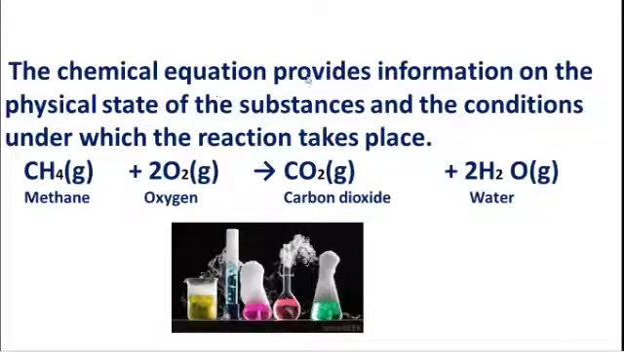The chemical equation provides information on the physical state of the substance. Physical state is gas, that is vapor form. This is water. And the conditions under which the reaction takes place. We understand the type of the reaction and the physical state of the reactants and product also.